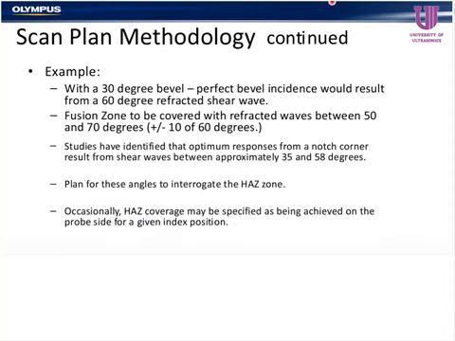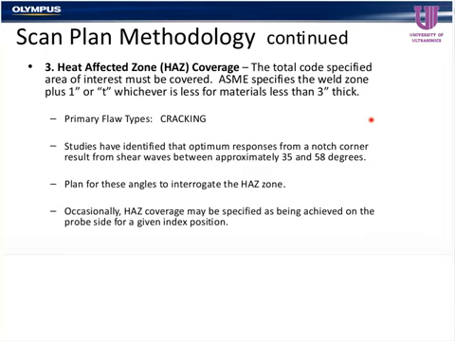Continuing on, we have the heat affected zone coverage. So the heat affected zone looks specifically at the base material adjacent to the weld. Again, what type of flaws are we looking for in that area? Those flaws are going to be essentially cracking. With this area, we've decided that it would be best to choose specific angles. So in the middle, what we've designated is that you attempt to use somewhere between 35 and 58 degrees.